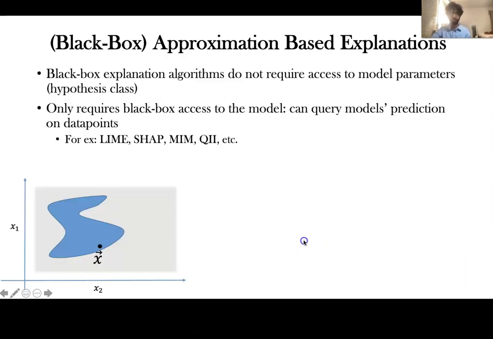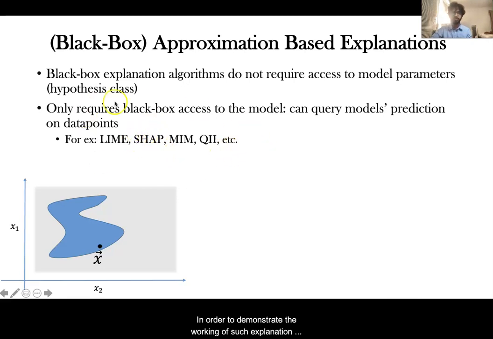throughout this process. In this work, as a first step, we consider black box approximation based model explanation algorithms. Black box explanation algorithms do not assume or require any access to the model parameters or hypothesis class. Rather, they only assume access to the model through a black box, which basically allows them to query the model's prediction on any data points. Such a class of explanation algorithms includes some of the popular explanations such as LIME, SHAP, MIM, QII, and the list goes on.